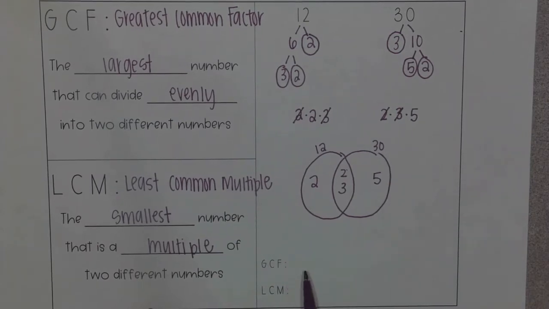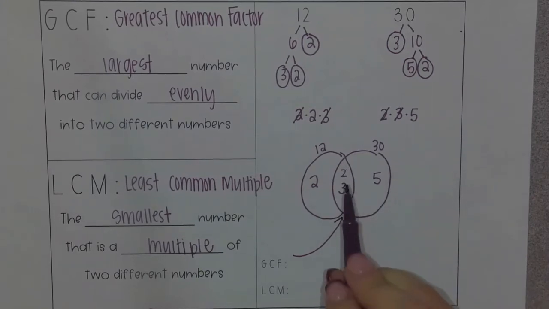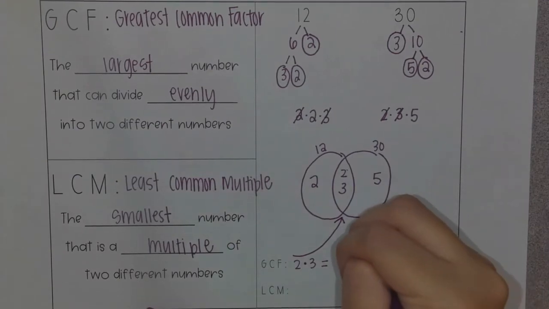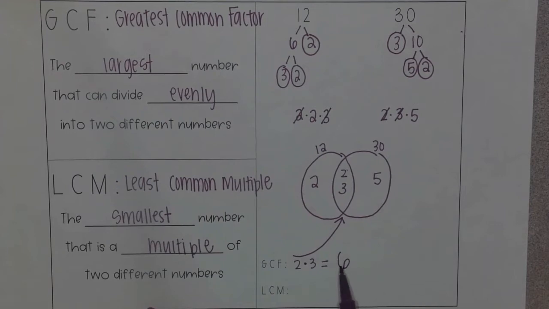So when you do the greatest common factor, you're going to look at the center part. Whatever is in the middle, which is 2 and 3, you're going to multiply those two numbers together in order to find your GCF. So 2 times 3 would give me 6. Which means 12 and 30, their greatest factor that they have in common would be the number 6.